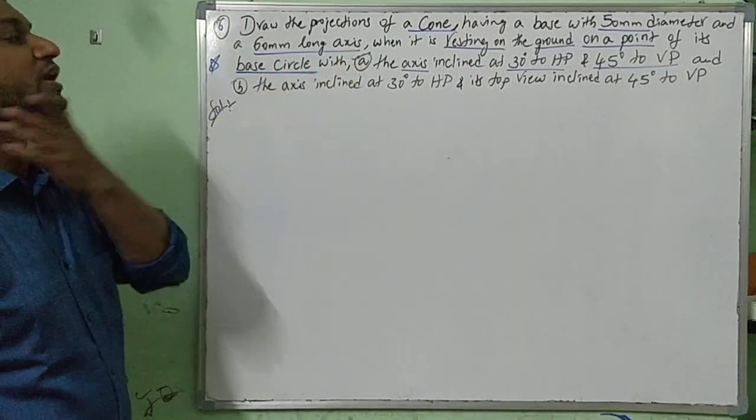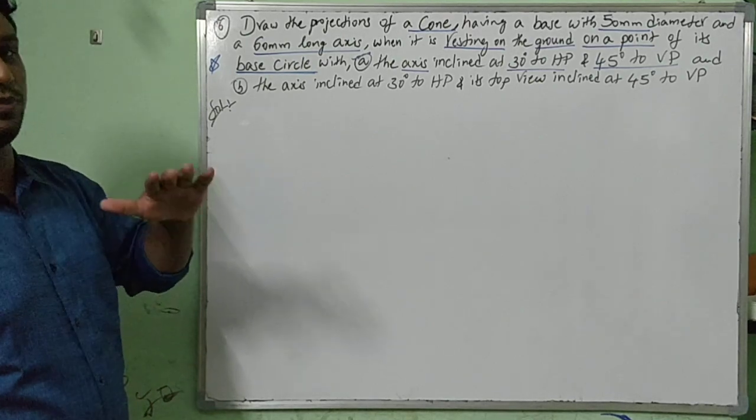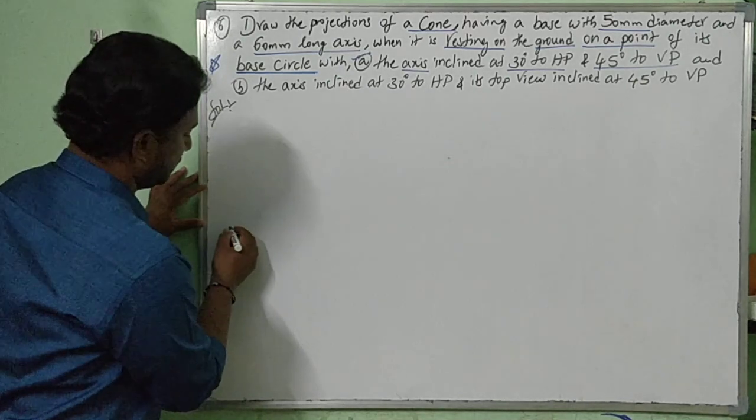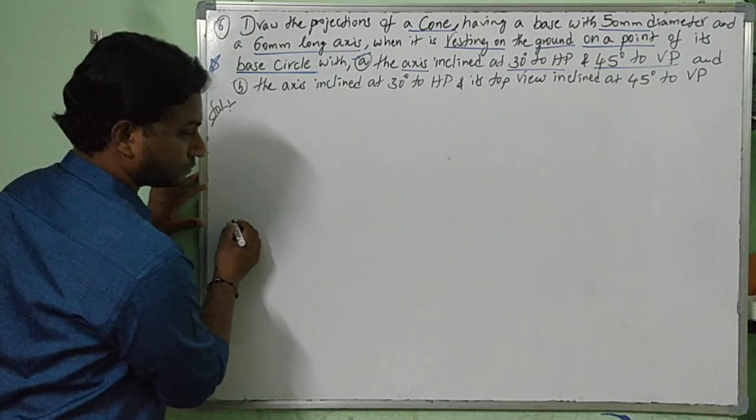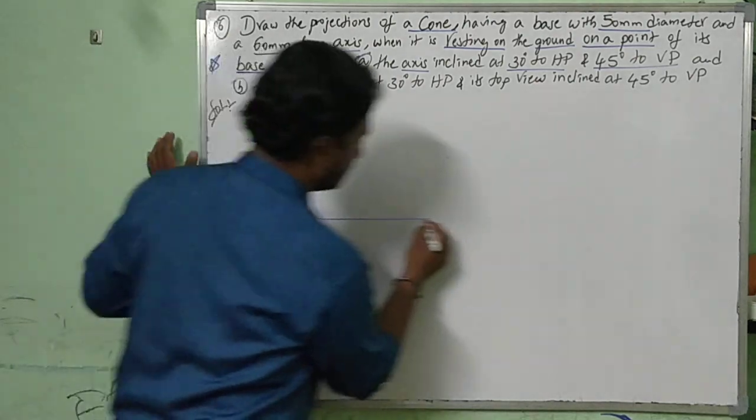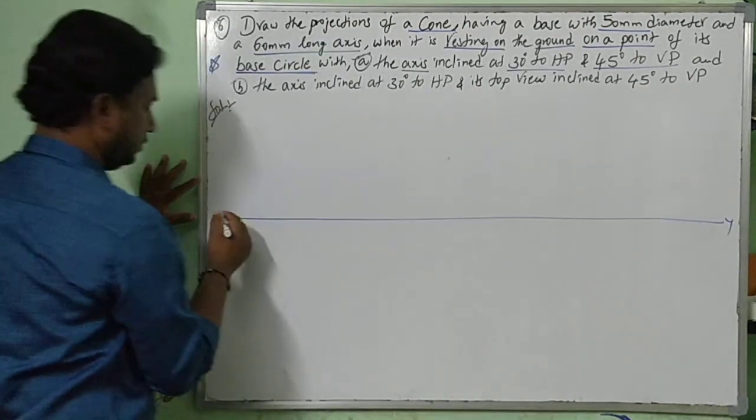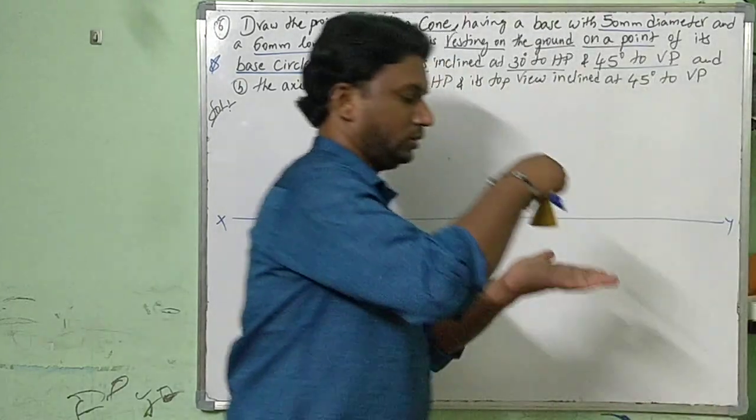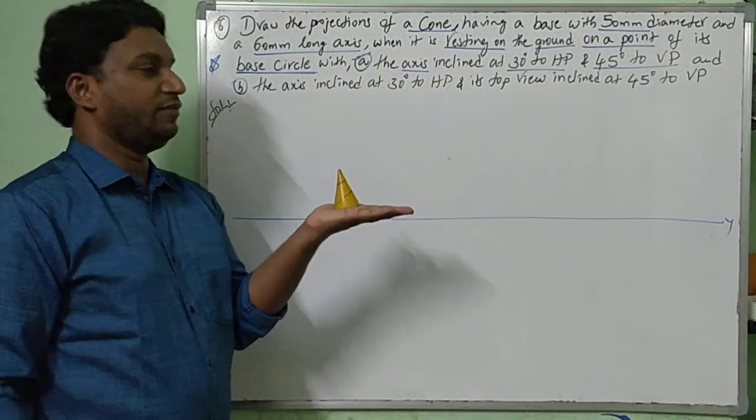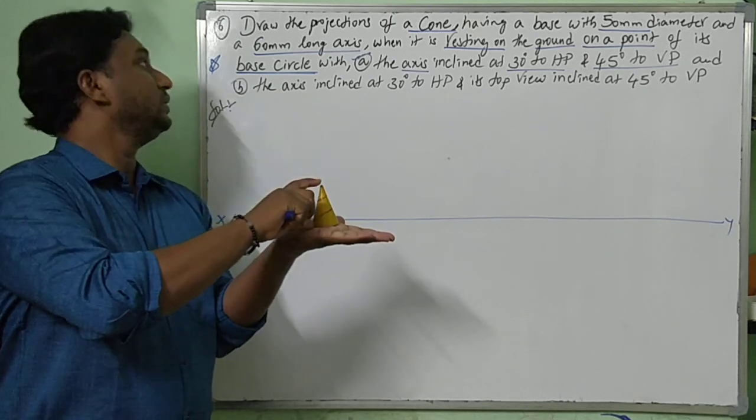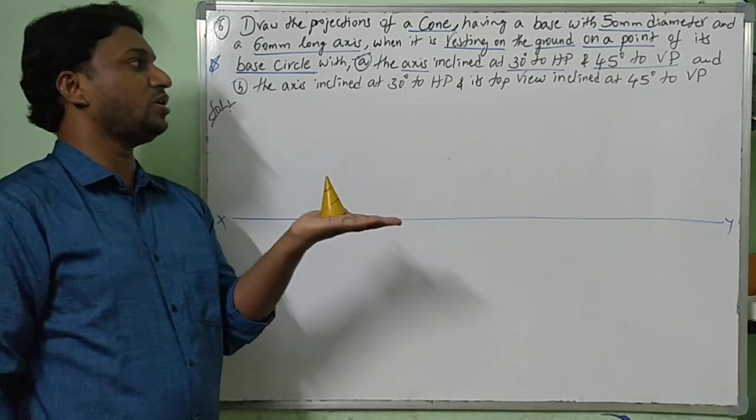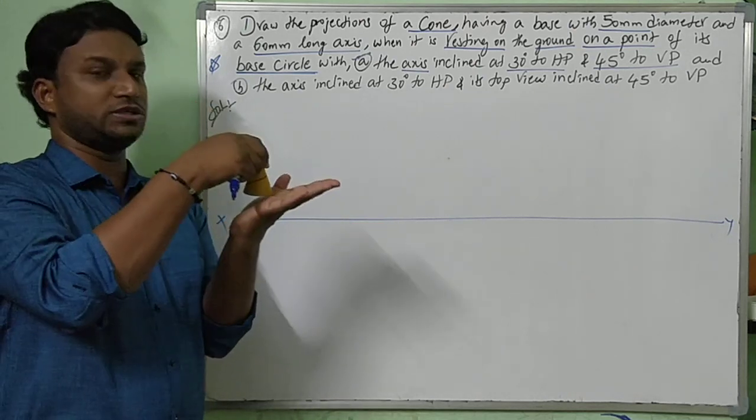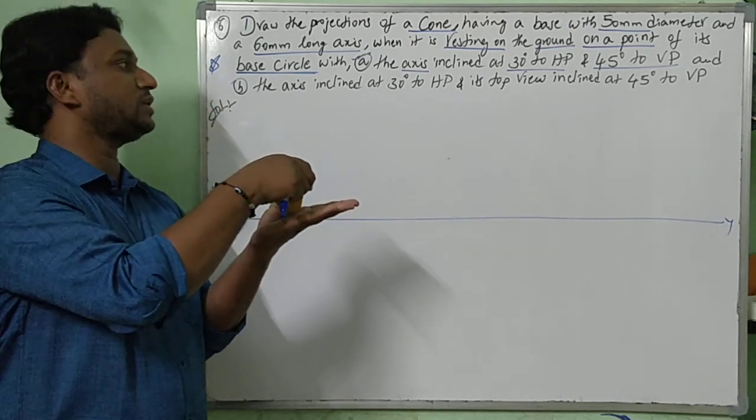First of all, going with A question. Axis inclined to HP at 30 degrees and VP at 45 degrees. As usual, I am going with the big XY line. Cone is nothing but like this, having base 50 mm diameter, height 60 mm long axis, resting on the ground on a point of its base circle. Base circle, 1 point is on the ground.